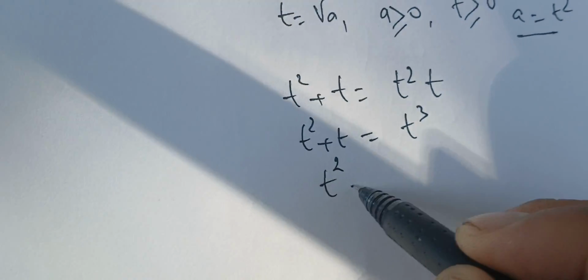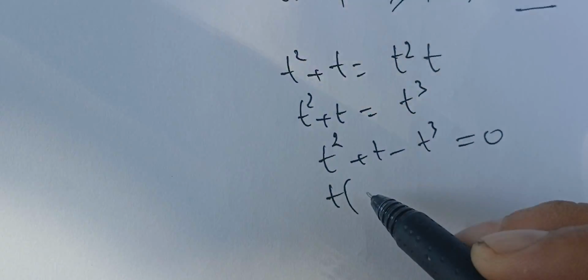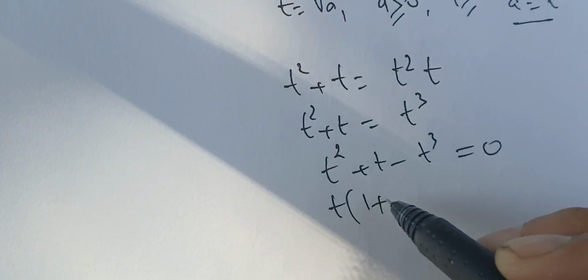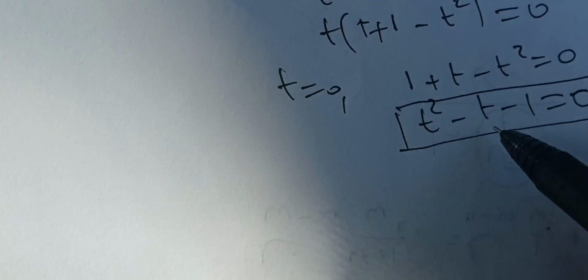Now if we transform this one to this form and factor out t, we see that we have t times (1 plus t minus t squared) is 0. So in this case, either t is 0, or we have 1 plus t minus t squared is 0, or we can write it in a different manner: t squared minus t minus 1 is 0. So t is a solution. Let's find the other ones.